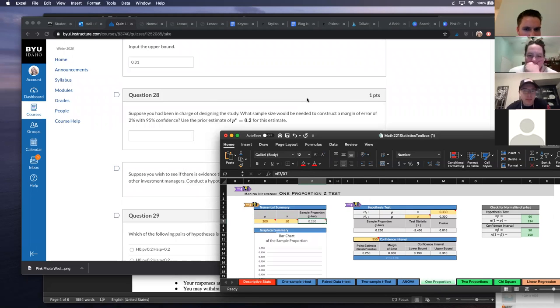Aaron, when you were putting in that equation for the margin of error, did you put 0.02? Yeah. And then the p-value is just 0.2 for this estimate? Yeah. And then 1.96. Okay, that's what I thought. So then, do we use that? What the heck?